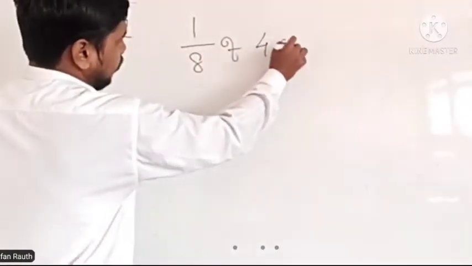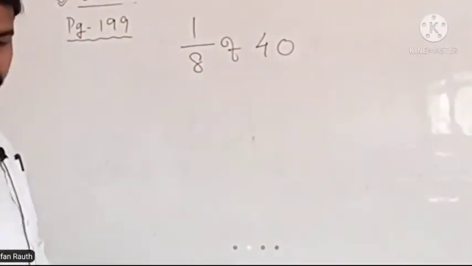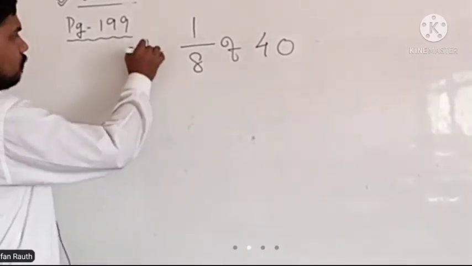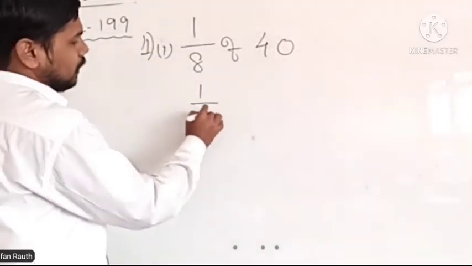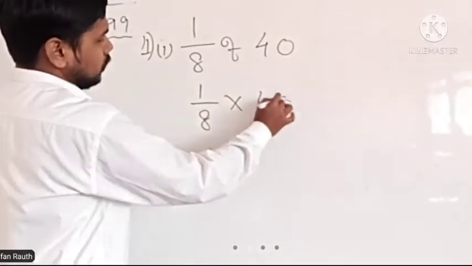That means very easily this is the multiplication what we have. So question number 1 is 1 by 8 of 40, means 1 by 8 multiply 40. So this will be cancelled out how many times?